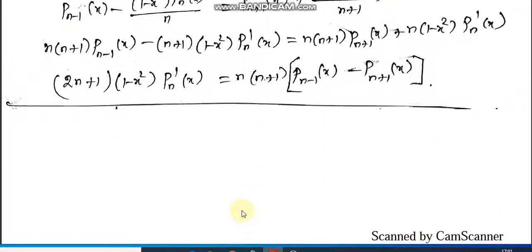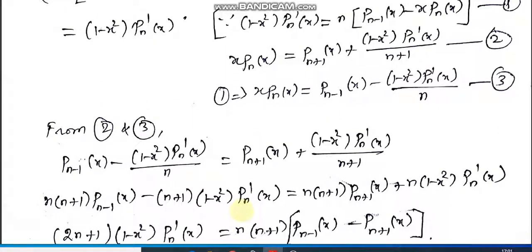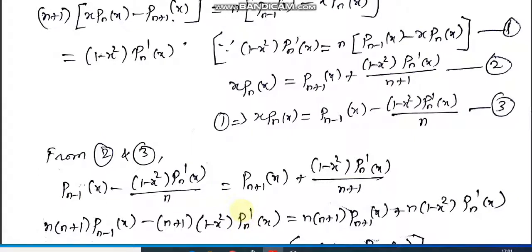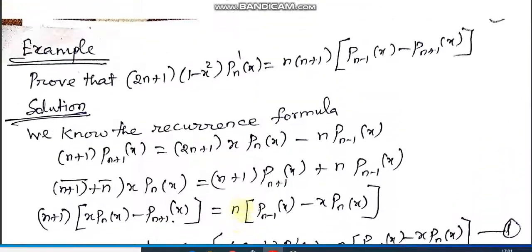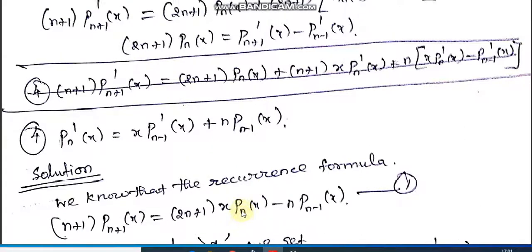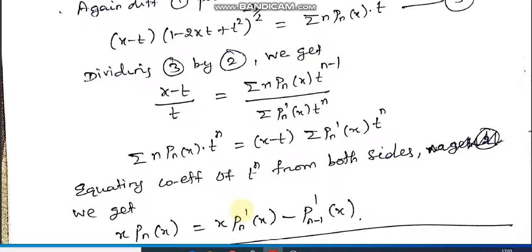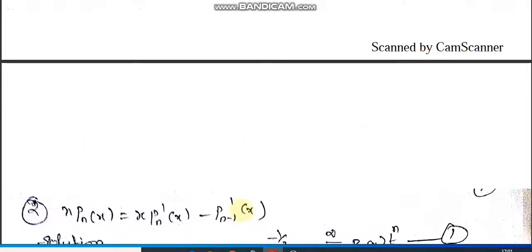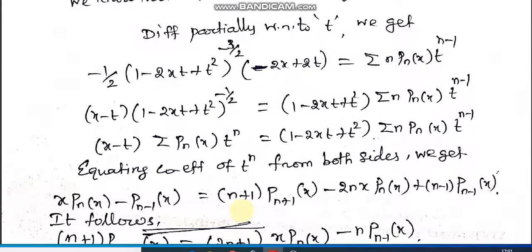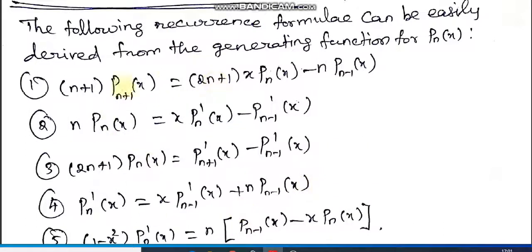This is my lecture 11, series solutions, Legendre polynomials, recurrence formulas. Here we have proved five recurrence formulas. How can we derive them from the Legendre polynomial equation? Let us see in the next lecture. These are the recurrence formulas for the generating function for Pn.